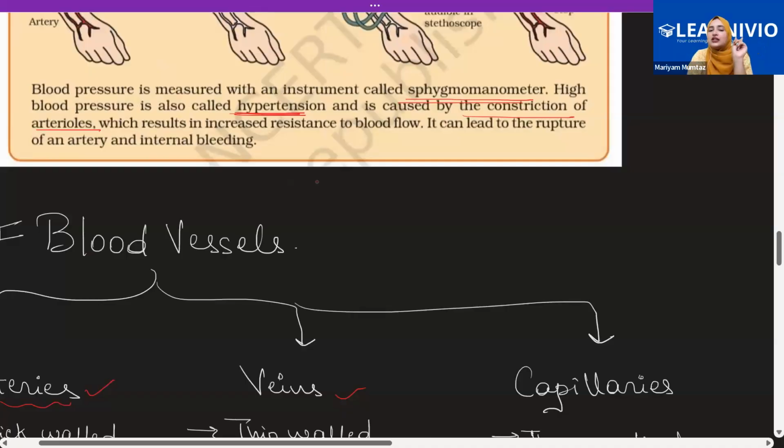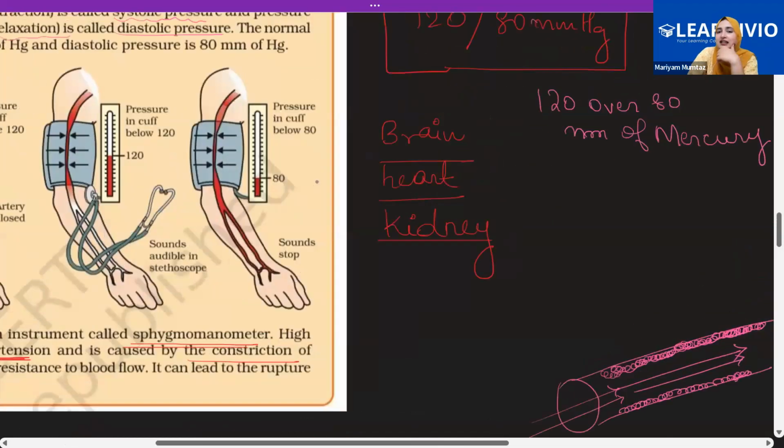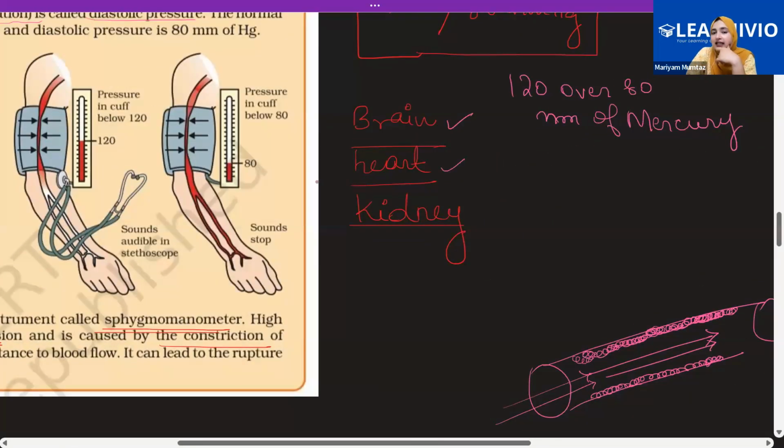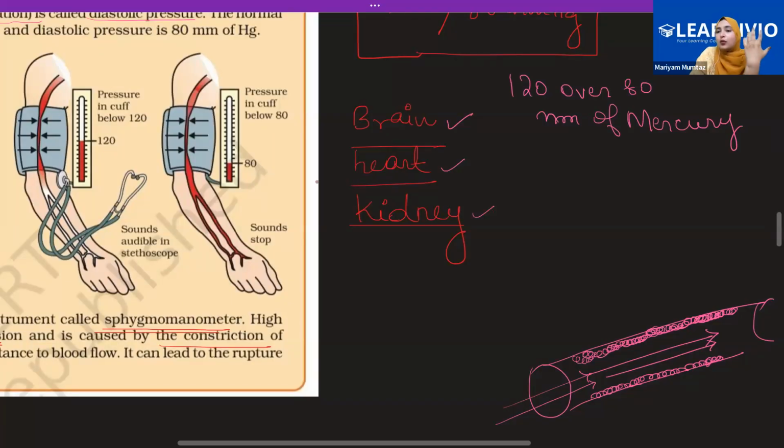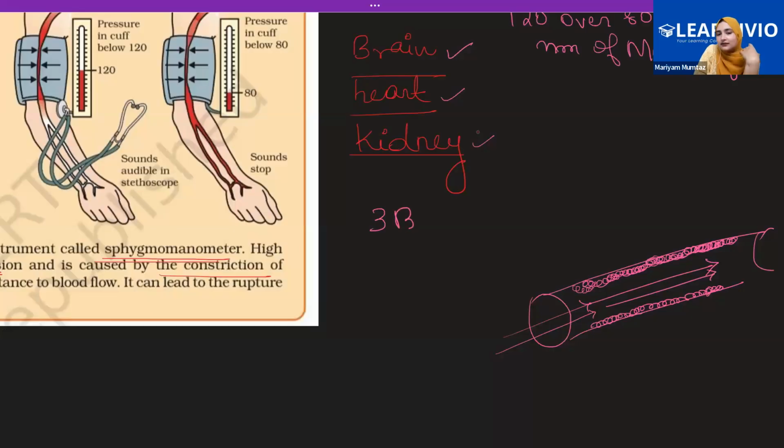Now, the hypertension is extremely bad for the whole entire body. What can it affect? It can affect the brain, the heart, and the kidney. So, if you want to remember what the hypertension affects, you can remember it like 3 BHK. 3 things: brain, heart, and kidneys. Clear?